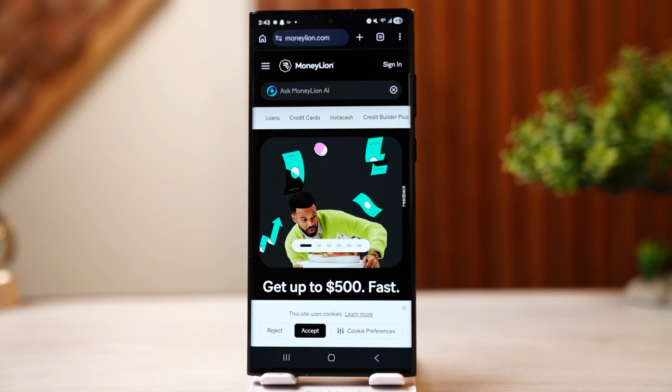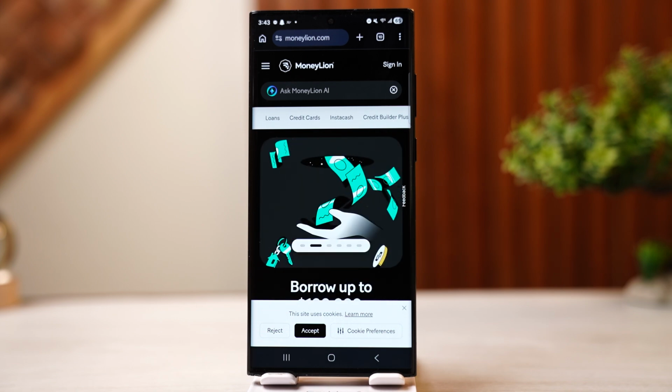By considering these things, you'll be able to increase transfer limits on MoneyLion application.